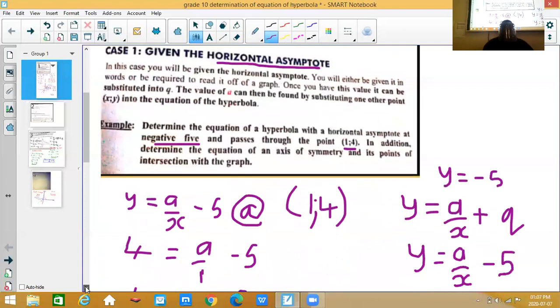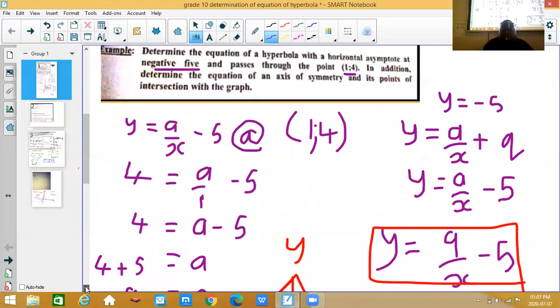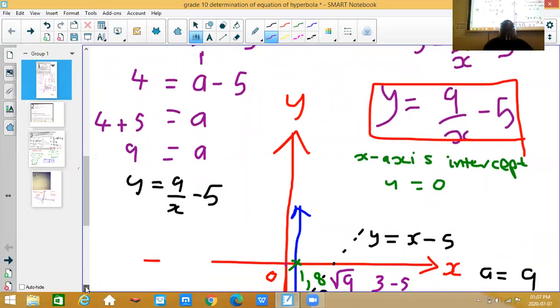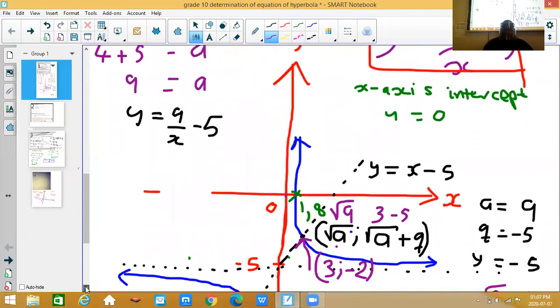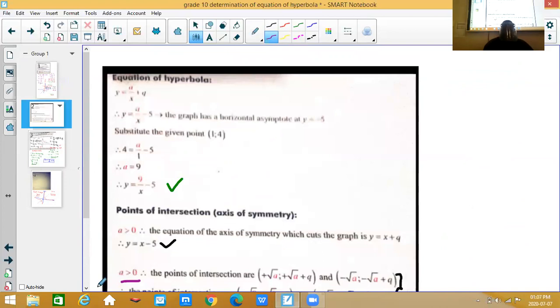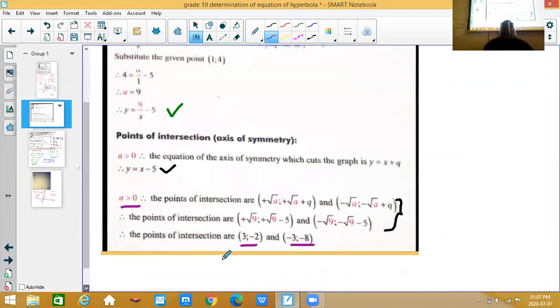You remember the points that we got at the end. We got 3, negative 2 and negative 3, negative 8, which is what we have here. Any more questions pertaining to what I've said so far? Are you clear? Right. Now let us go on to the next one.